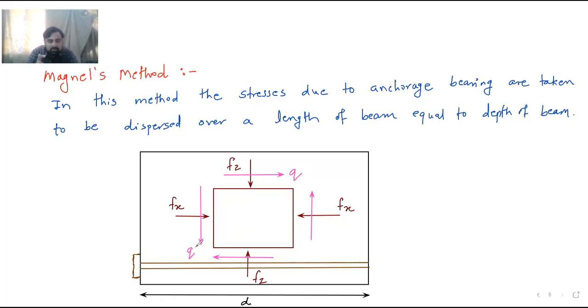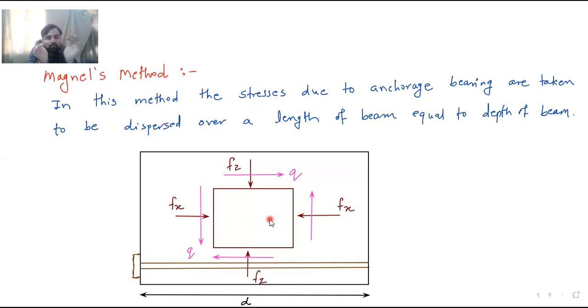So these types of stresses are acting on this end block portion. This theory is given by Magnel: horizontal stresses, that is Fx, vertical stresses, that is Fz, and shear stresses, that is Q, are acting on an element in the end zone. This is one element we have considered, an elementary strip. The rectangular elementary strip we have considered.